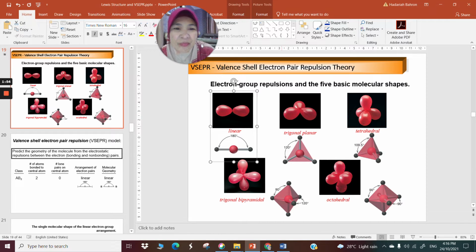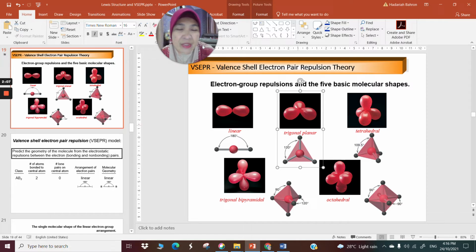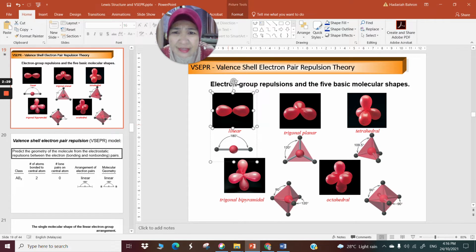Yeah, it looks linear. The second shape is trigonal planar, where the central atom is right there in the middle and there are 3 other atoms attached to the central atom, and the 3 bonds will repel one another to produce a trigonal planar. In the linear case, you have 2 bonds between the central atom and the atom on the left, and the central atom and the atom on the right. The 2 bonds will repel one another as far apart as they can. That is why you end up with linear.